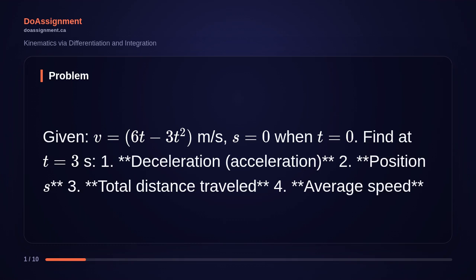A particle has velocity v equals 6t minus 3t squared in meters per second. The position s equals 0 when t equals 0. At t equals 3 seconds, find 1, the deceleration or acceleration, 2, the position s, 3, the total distance traveled, and 4, the average speed. Now let us work through the solution step by step.